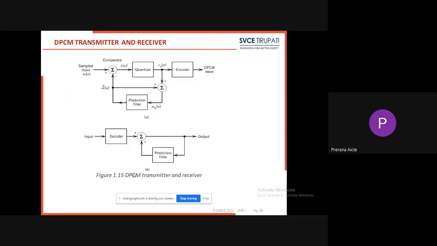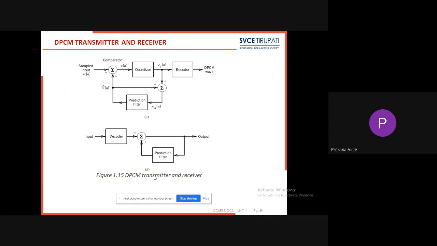What is DPCM? This is the DPCM transmitter part and receiver part. Let us see the explanation for the DPCM transmitter part as well as the receiver part.